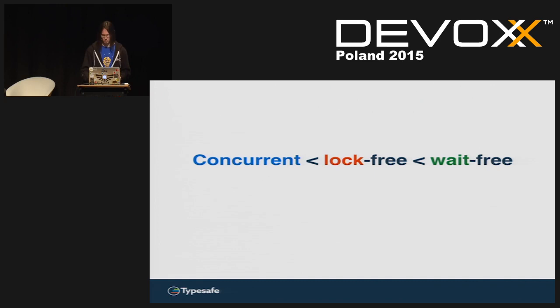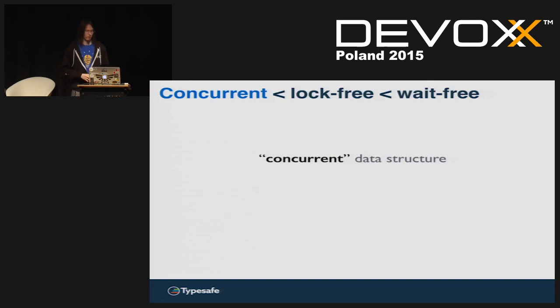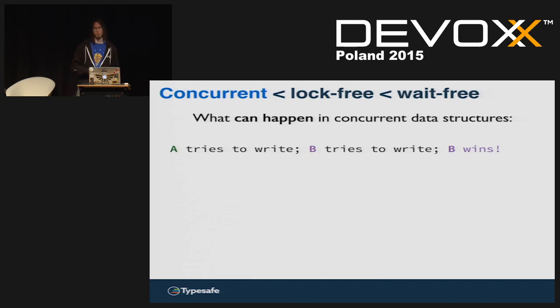A concurrent data structure is most easily defined as: if I access it concurrently from multiple threads, for example, it doesn't blow up. That's basically it, a layman's definition. A concurrent data structure can be easily implemented with just locks, right? So let's say I have a variable to which I want to write.